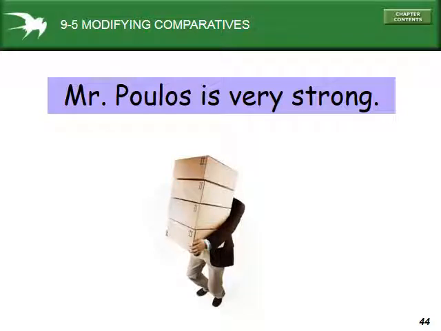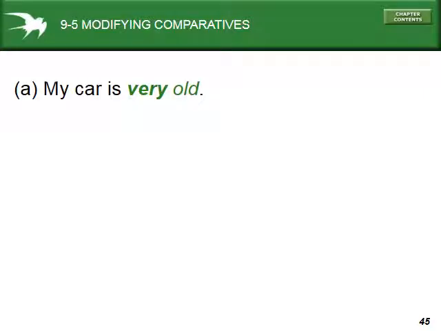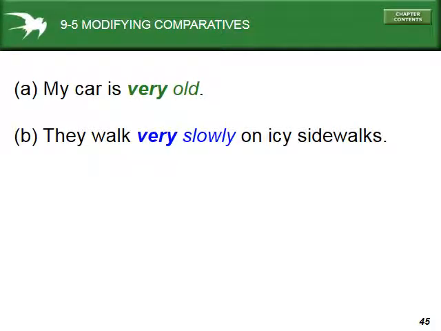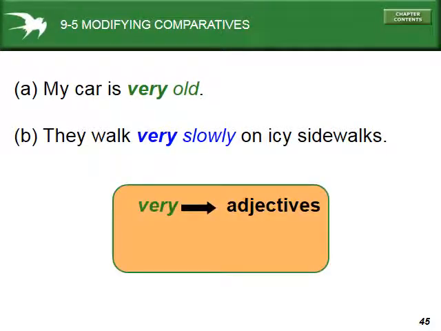Okay, I went through that one really quickly intentionally, because I'm not going to focus too much on that one table, but I wanted to go over it quickly. So there's two more tables here that we need to talk about. One is this 9-5 when we're modifying comparatives. When we talk about modifying a comparative, it means that we're adding some meaning to the comparative. So in this case we have my car is very old and they walk very slowly on icy roads. Very is a word that's used to modify most adjectives and adverbs.